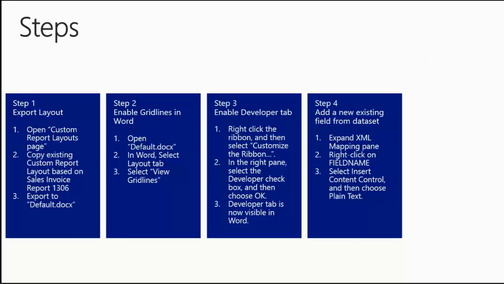We will right-click on a field name. In this case, we will use the shipment date caption. And to add the field, we will need to right-click and select Insert, Content Control, and then choose Plain Text. We will repeat this for the shipment date value.